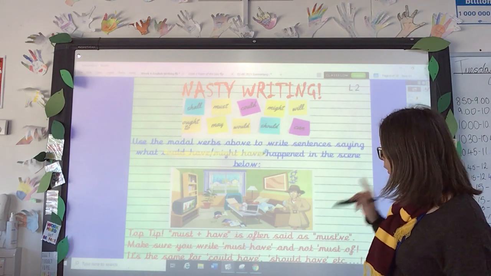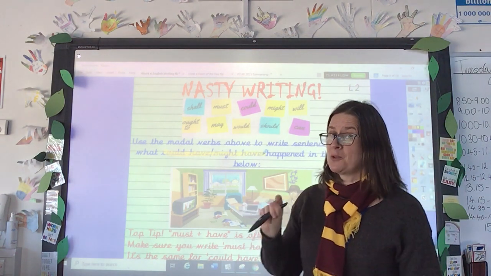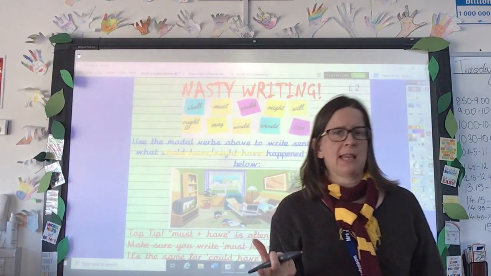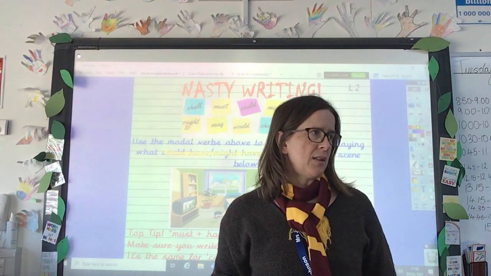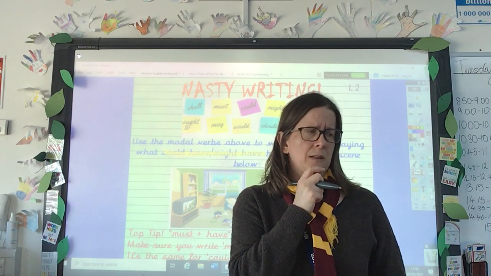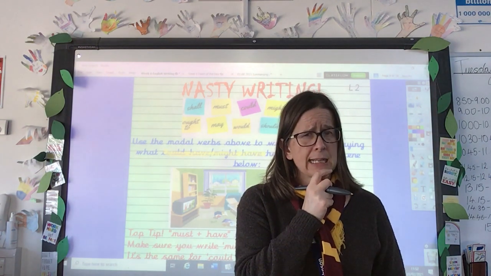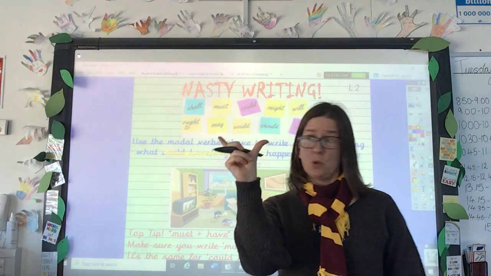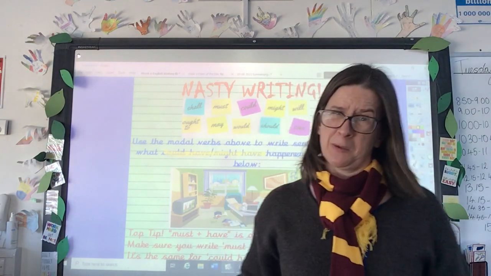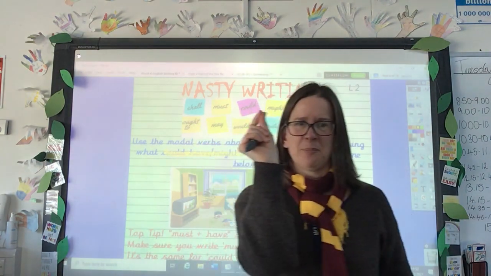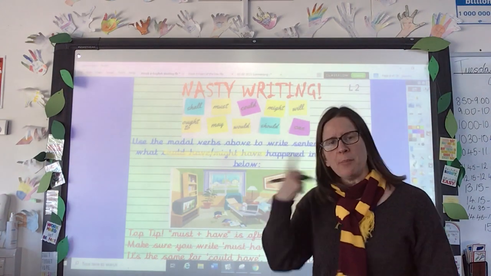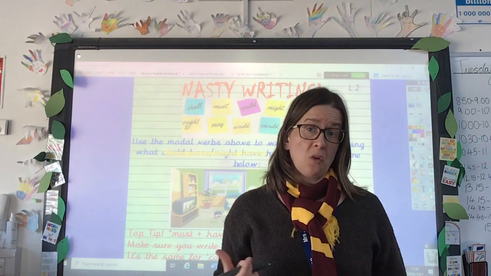Now, the top tip here for using modals in this way is to be careful with your spelling, because often when we're talking we say, oh, he might've gone home, I don't know, or oh, he could've hurt himself doing that, or well, he should've told me, really. So when we're talking, we often put the modal and have together. We contract the two words and put them together. So we say could've, should've, would've. And when people are talking, they often say could of, would of, should of.